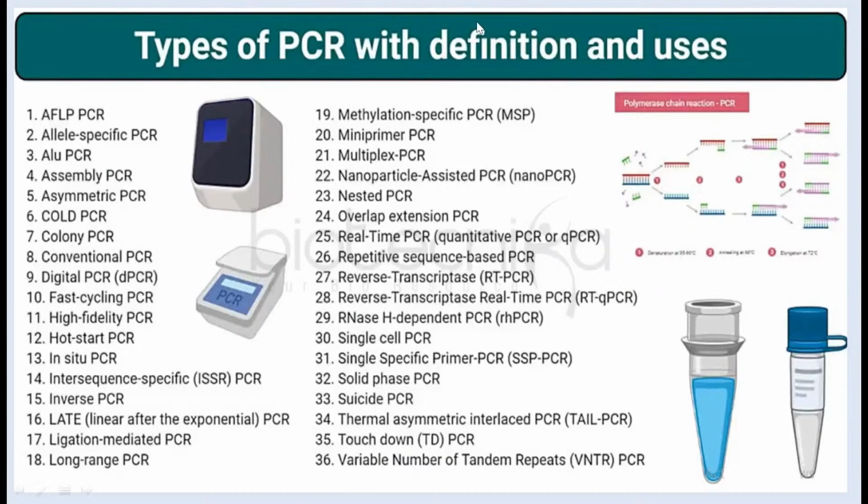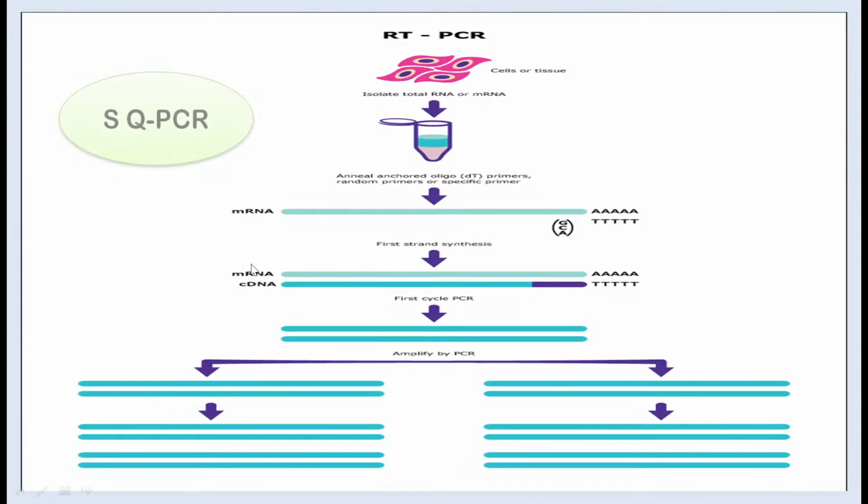And these are the different types of PCR, with different uses. There are a great many types of PCR; there are more than 100 patents on PCR. Different types of PCR are used for different purposes. The most commonly used one is RT-PCR, that is reverse transcription PCR, which is used for expression studies.